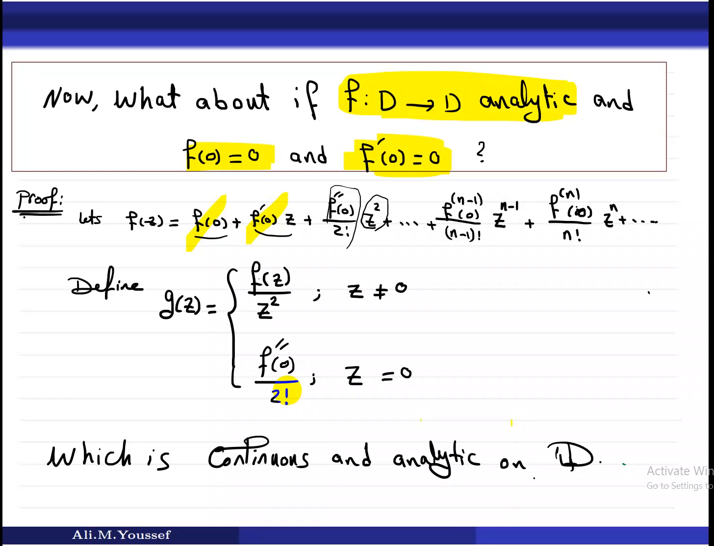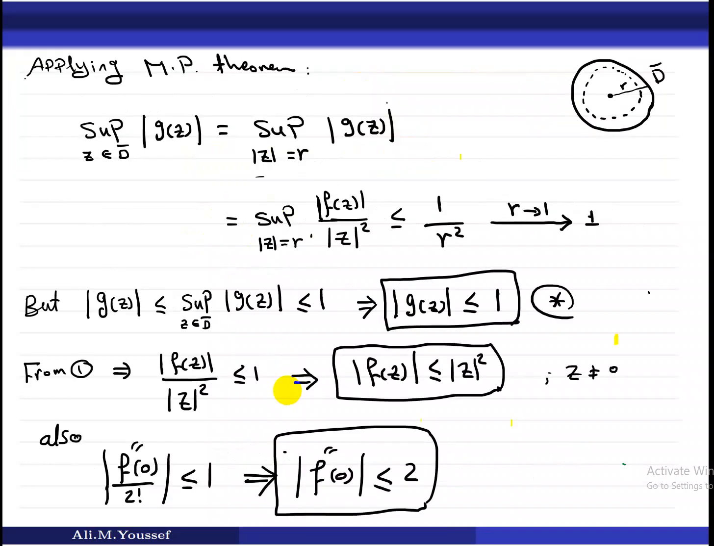All of these steps, we did before. So we have the supremum of g of z is equal to the supremum over z equal to r. What's g of z? f of z over z squared. Here z squared, the previous result over z. Here 1 over r squared, the previous one 1 over r. The same thing. But here g of z is less than or equal to the supremum of it. So the modulus of g is less than 1.